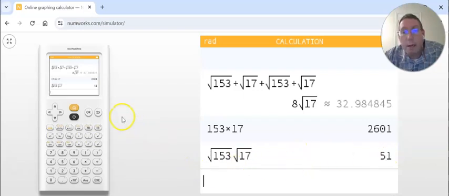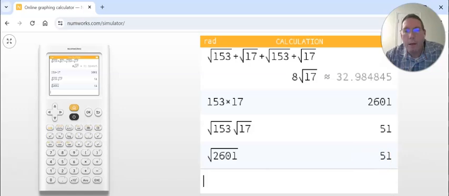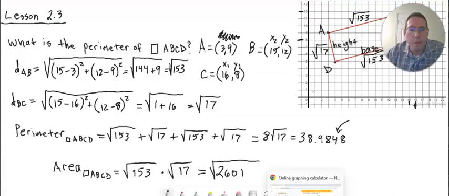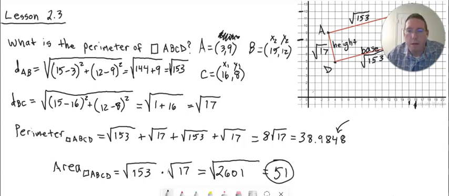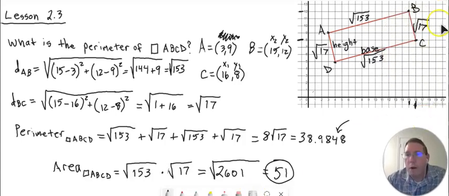And that's convenient. But let's make sure: square root of 2601, execute, yep, it's 51. And so what I said is true, that this times this is equal to the square root of 2601, which is equal to 51. And so what we're going to say is that the area of this rectangle right here is 51. Okay. All right, so that's how to identify the perimeter of a rectangle and how to identify the area of a rectangle on the coordinate plane.